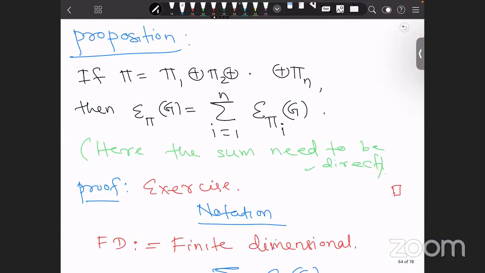Now there is a proposition: if π is equal to π1 direct sum π2 direct sum up to πn, then E_π G is nothing but the vector space sum of E_{π_i} G, i equal to 1 to n. This sum need not be direct, because it may happen that π1 is equivalent to π2, and in that case E_{π1} G and E_{π2} G coincide. So the sum is not direct.